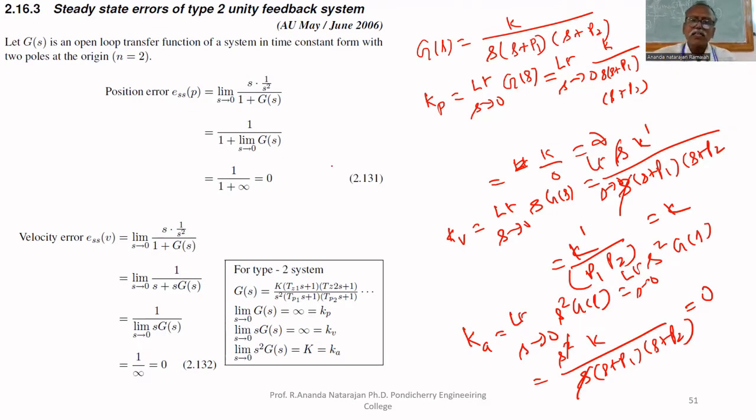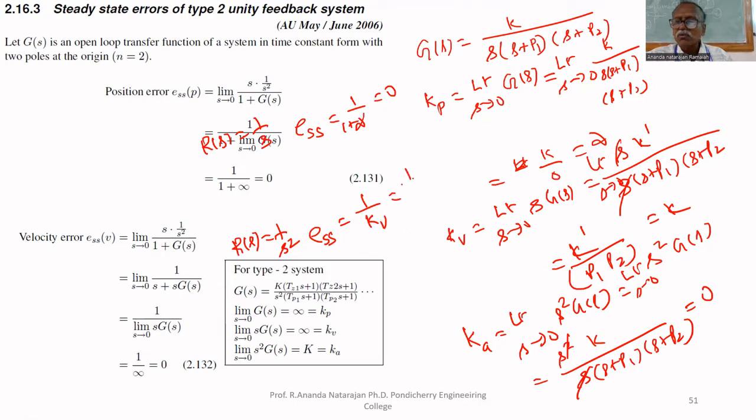Therefore, what is the error for this? Steady state error for position, step input. Position error means step input. What is the steady state error? 1 upon 1 plus infinity, equal to 0. Therefore, the steady state error for step input is 0. What is the steady state error for velocity input? Velocity input means R(s) equal to 1 by s square. Position input means R(s) equal to 1 upon s. Steady state error equal to 1 by Kv, that is equal to 1 by K.